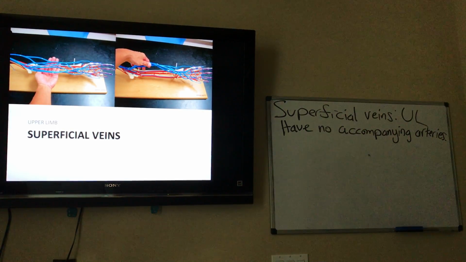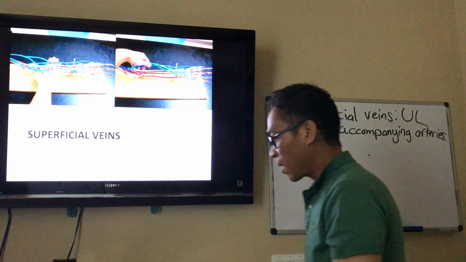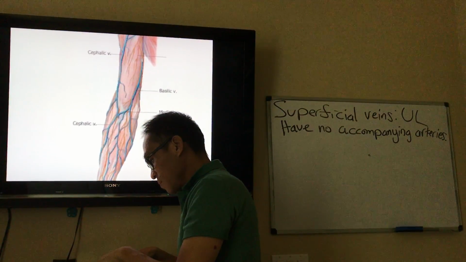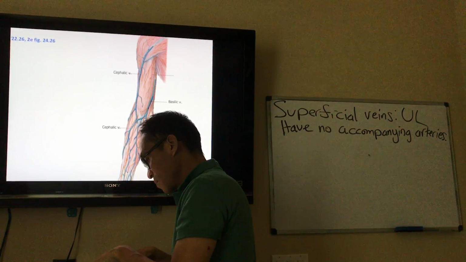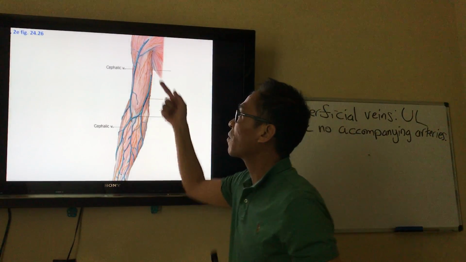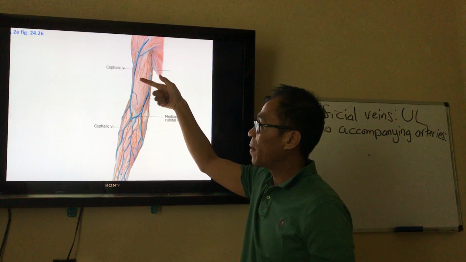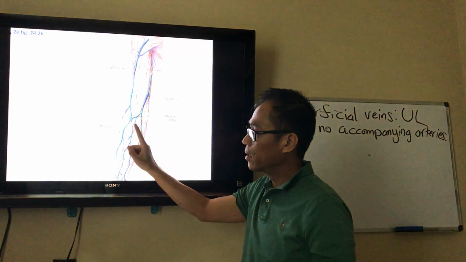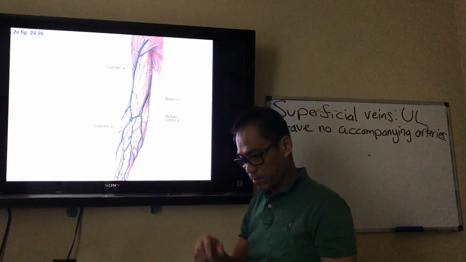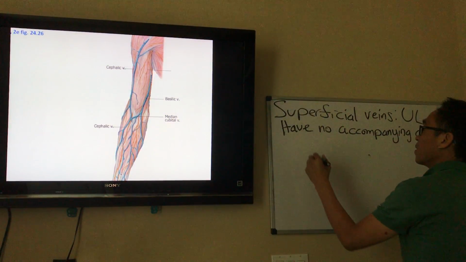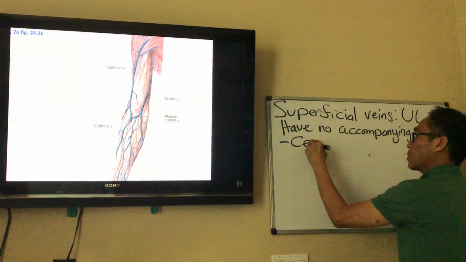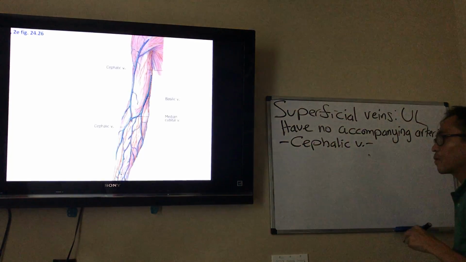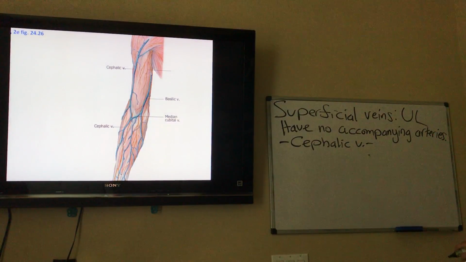The 3 you got to know. It's kind of hard to see here. You can study this model in the lab. Maybe this picture will help. Running along the lateral aspect of the arm, we mentioned it before up in the shoulder, runs all the way down the lateral aspect of the arm. Cephalic vein. Note that one. So first one, cephalic vein. Look for it on the lateral aspect of UL.